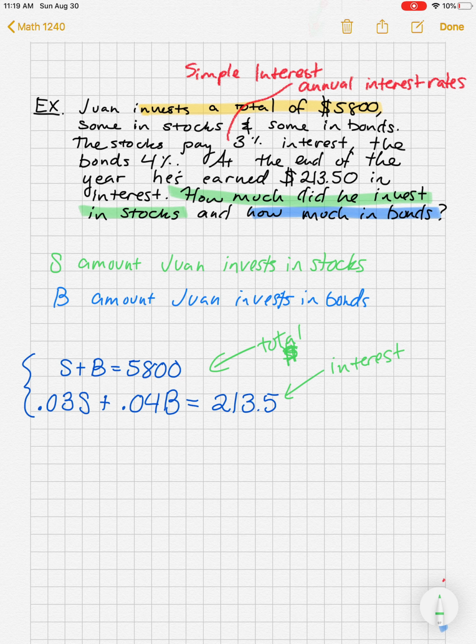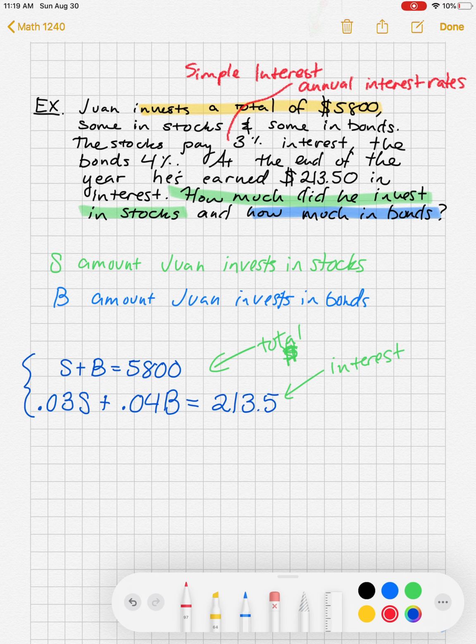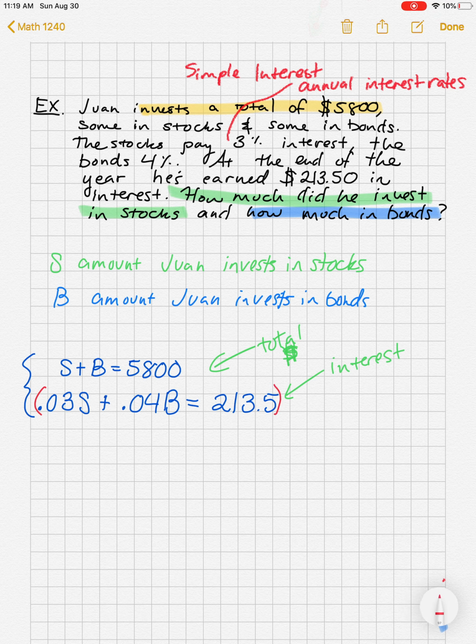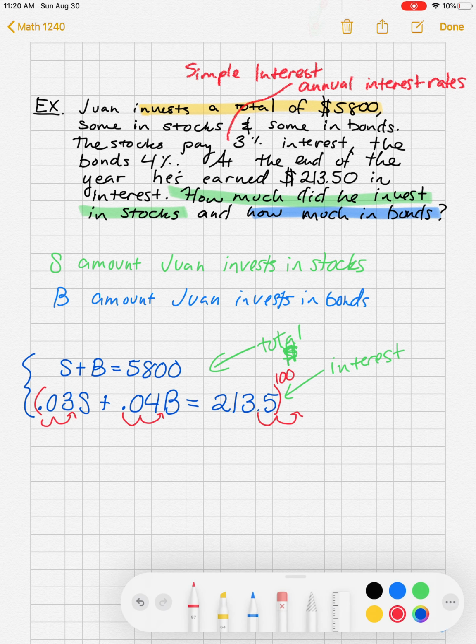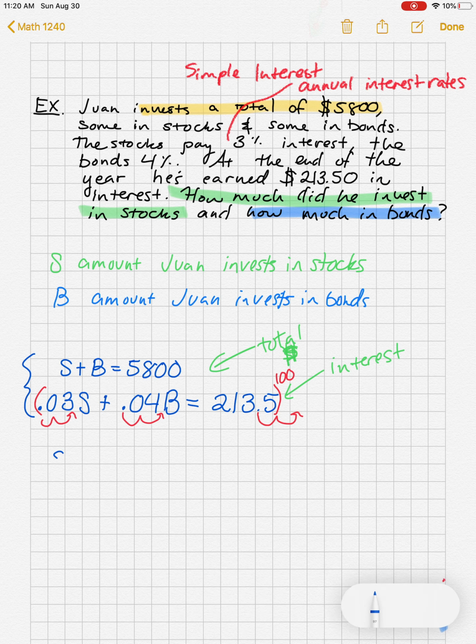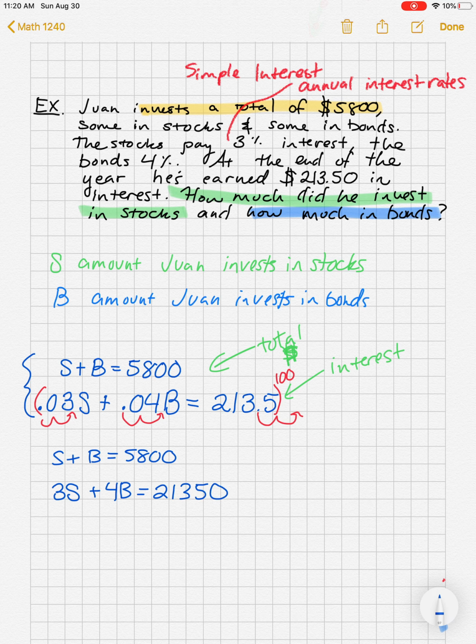Okay, so now I need to solve this little system. I think what I would do is take the second equation. I don't like those decimals in there. If I multiply the whole equation by 100, I move those decimals 2 places to the right. So what do I end up with there? Let me bring the top equation down for the moment. So I'm going to have 3s plus 4b, that's a lot nicer, equals 21,350.